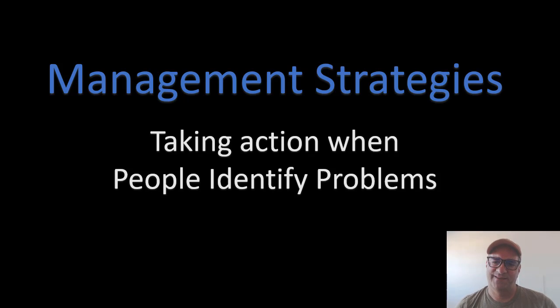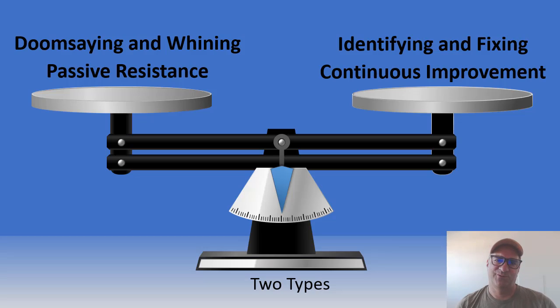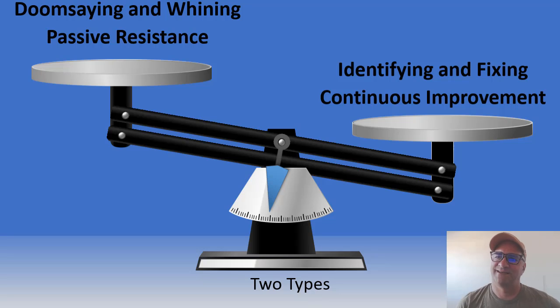In my mind, a lot of times, there are two ways people raise issues. One is doomsaying, whining, complaining. They don't know what to do about it. Or I guess it could be a customer that doesn't know anything, right? So let's assume this is inside the team. The one on the left is passive resistance: I'm just going to keep raising stuff because this way we never have to do anything. But let's focus on the right-hand side, that's identifying and fixing with continuous improvement.